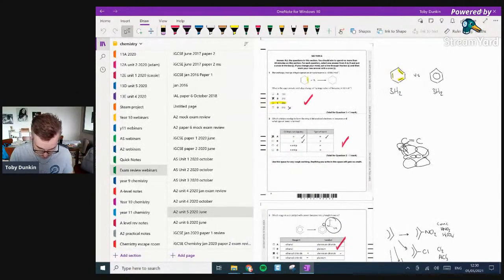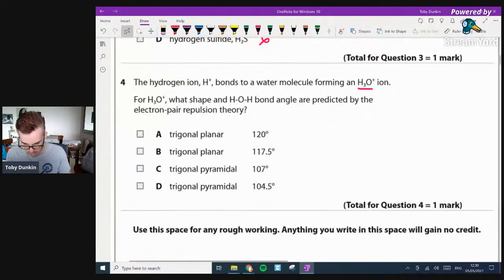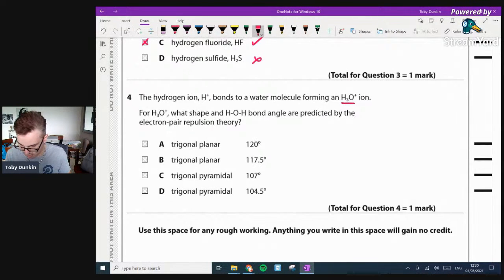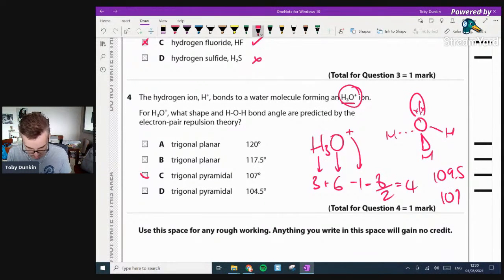Let's go back to this one. Okay, back to here. So we need to work out the shape of the hydronium ion, H3O+. Our central atom, oxygen, is in group 6. Add on your attachments, +3. Adjust for charge, -1. That's 8, so 4 pairs. So we've got three H's and then a lone pair. Normally it's 109.5 for 4 bonds, but we've got a lone pair, so it becomes 107. Trigonal pyramidal, C.